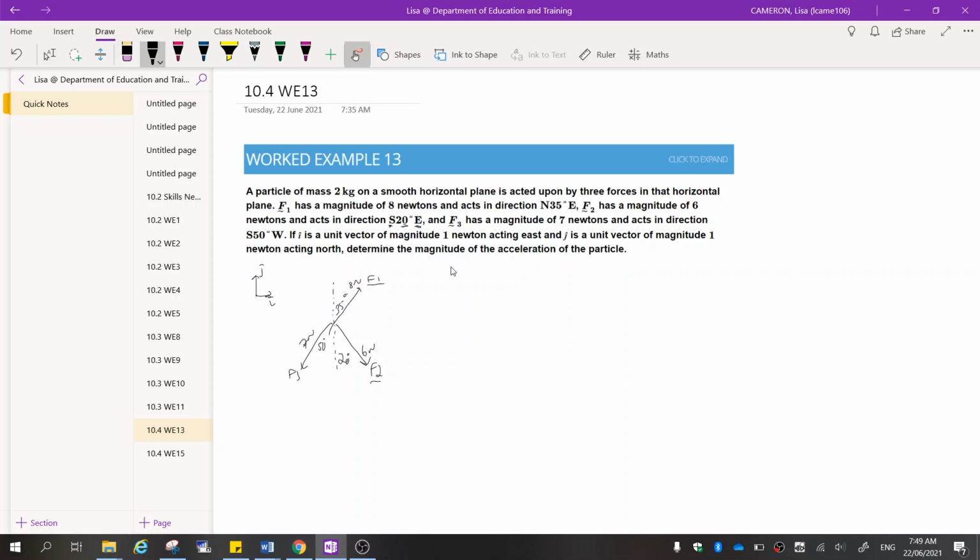Determine the magnitude of the acceleration of the particle. So in this one, we know there's going to be acceleration. So your force is going to be equal to your mass times your acceleration. Now, in order to work out what our force is, we need to work out our resultant force, which means I need to resolve these three and then group their components.